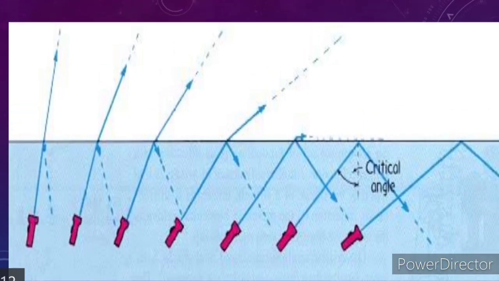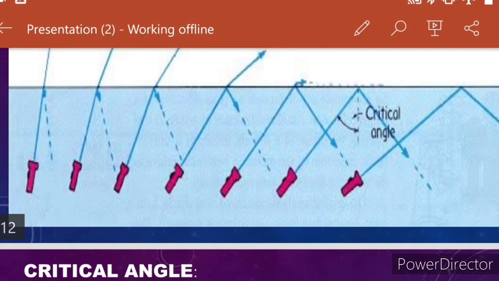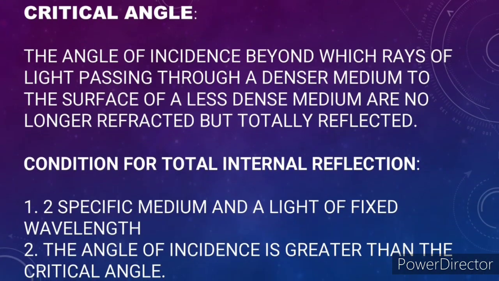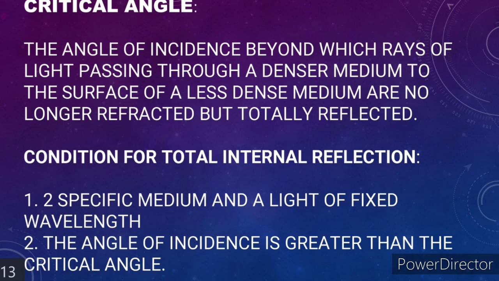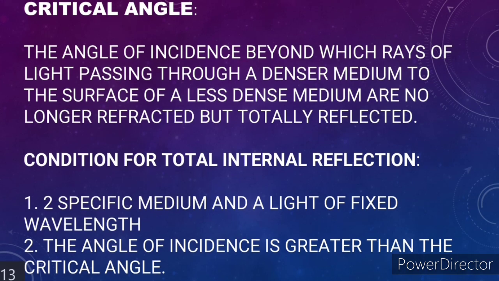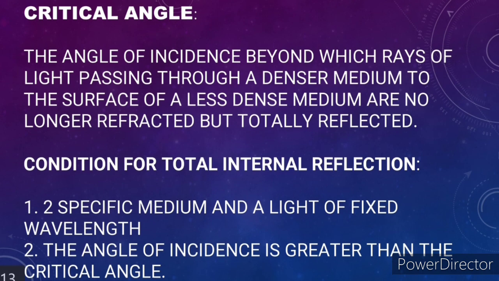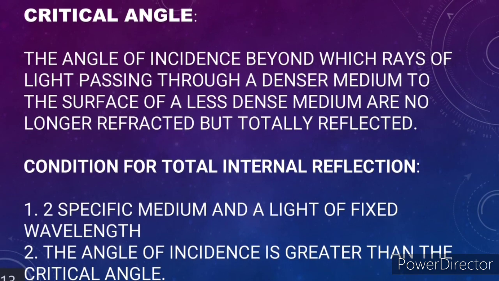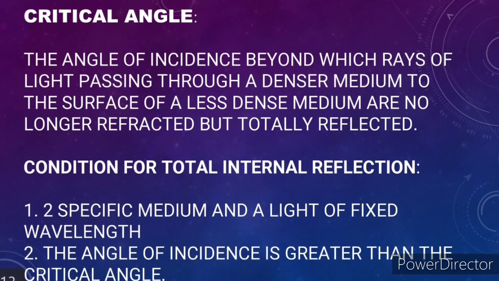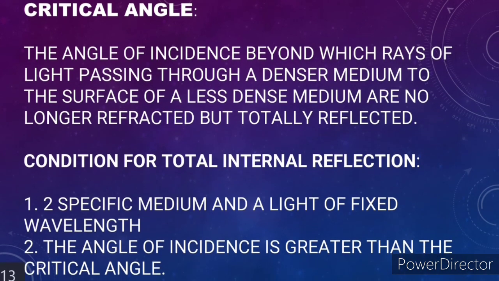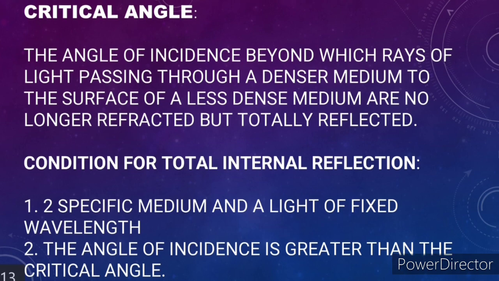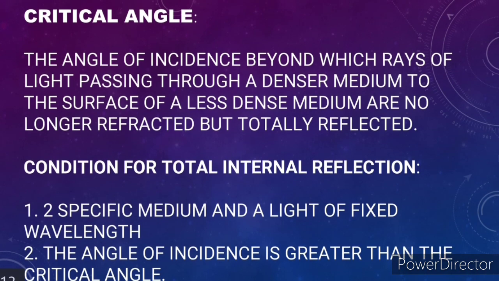So here is another picture. I have said it, but I think you have cleared the concept. Critical angle. Okay, this is basic, but I'm going to give you a different definition. I can say it this way: the angle of incidence at which the angle of refraction becomes 90 degrees is called the critical angle. This is the simplest one. Also you can follow this, which is written here.